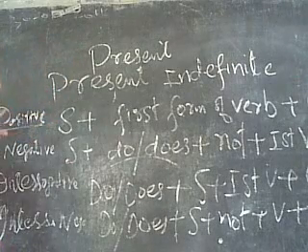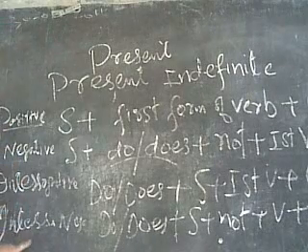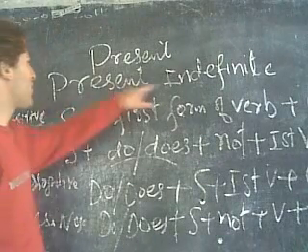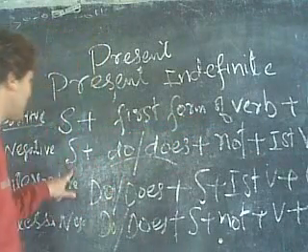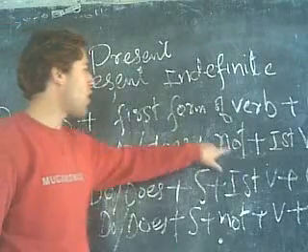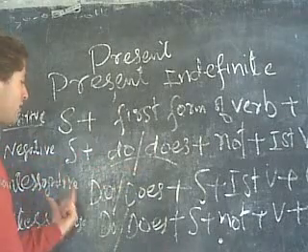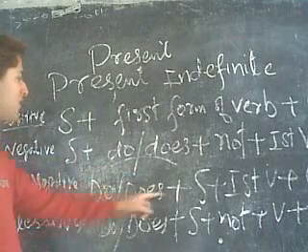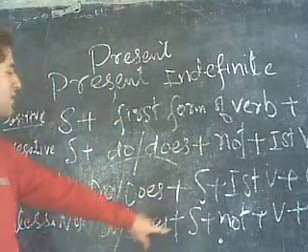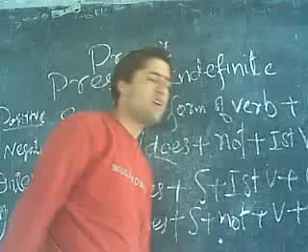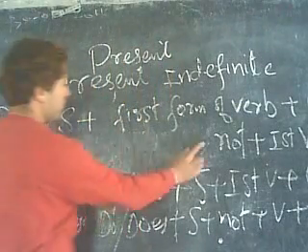So we have 4 different types of sentences: positive, negative, interrogative, and interrogative negative. This is for the present indefinite. This is subject, then first form of the verb, and then object. Then subject, do/does, not, first form of the verb, and object. Then do/does, we take it out to make the question, then subject, first form of the verb, and object. And then do, does, subject plus not, then first form of the verb, and then object. Now dear students, let's find the exercise here.